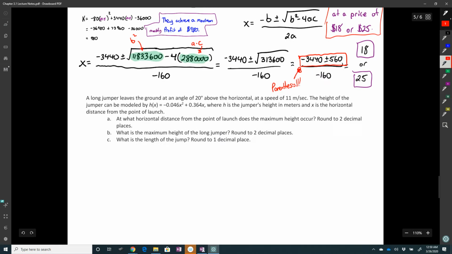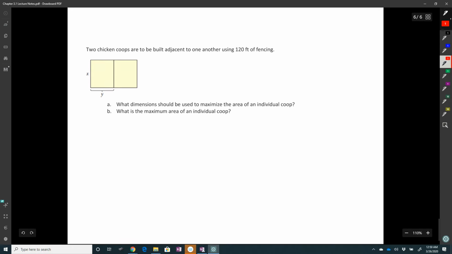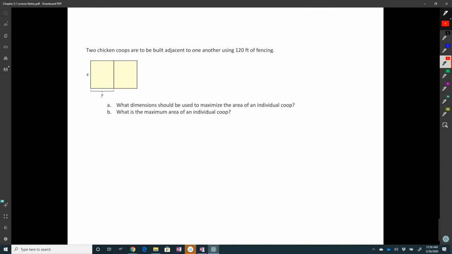All right, so now for the last problem I'm going to do, there's two of these area problems. I'm going to do the harder one, and then I'm going to let you do the easier one on your own. So, two chicken coops are to be built using 120 feet of fencing. Okay, so we have 120 feet of fencing. Here's a little diagram of the chicken coop.